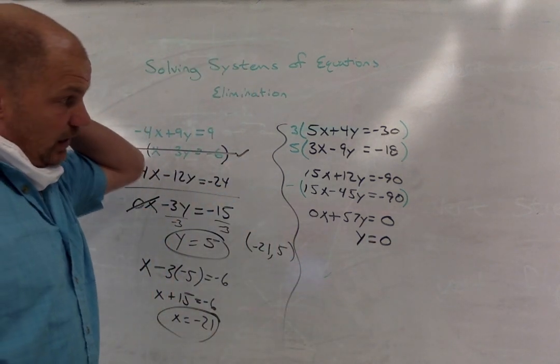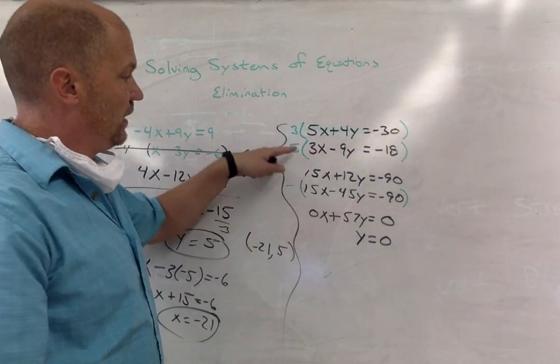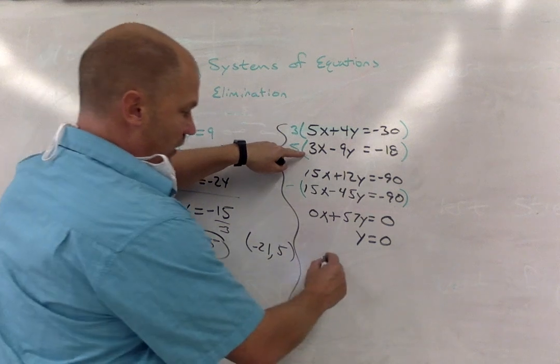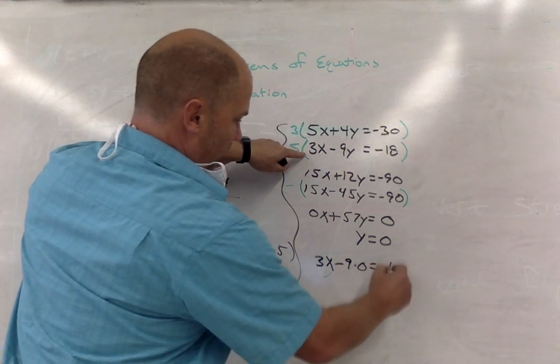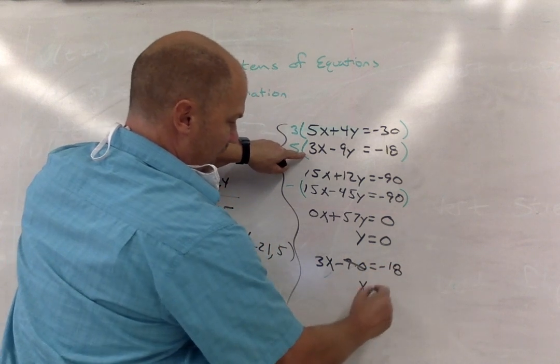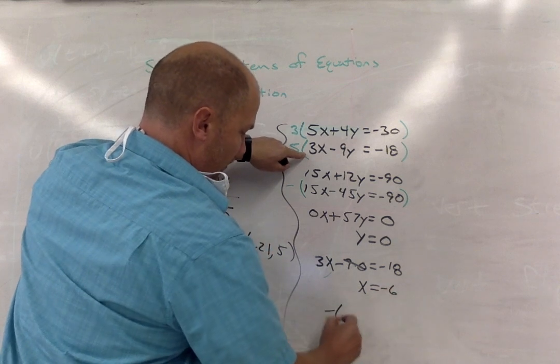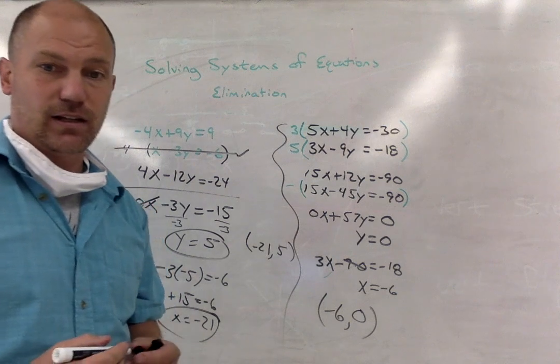Again, I'm not done. I need to go back and find x, and it looks to me like this one would be my easiest equation, so this is what I'm going to use. 3x minus 9 times 0 equals negative 18. Anytime 0 goes away, divide both sides by 3, I get x is negative 6. So I know the point negative 6, 0 is where these lines intersect.